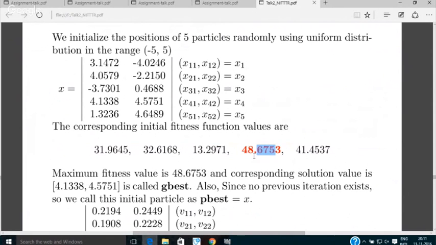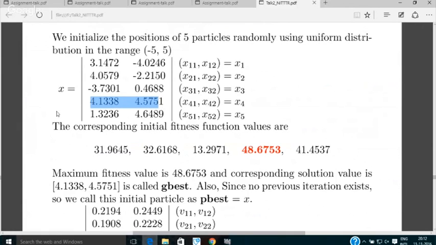48.6753 is my maximum among these 5 population size, and this is number 4th. Okay, this is population size. So 48.6753 corresponds to which decision variables? This is number 4th. So the corresponding x1 and x2 is 4.1338 and 4.5751. Okay, because you need pki and pkg as we saw in our question number 1.5.